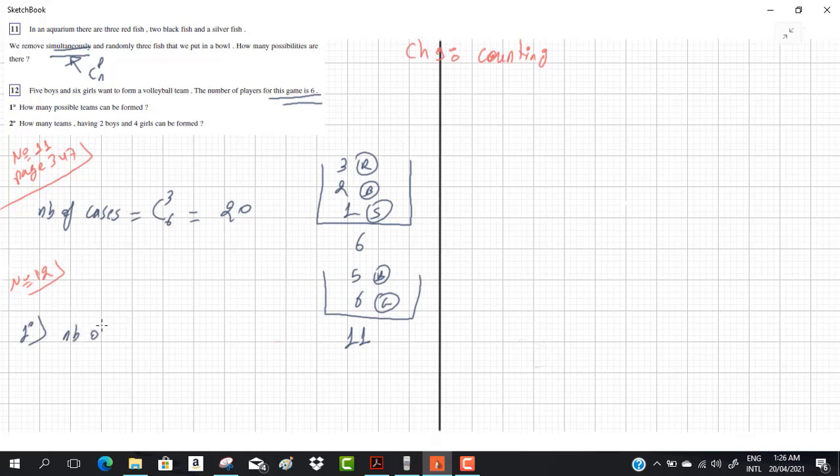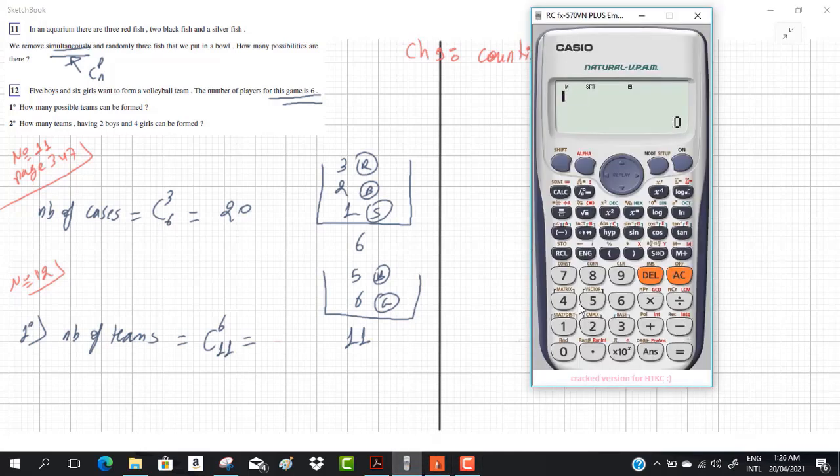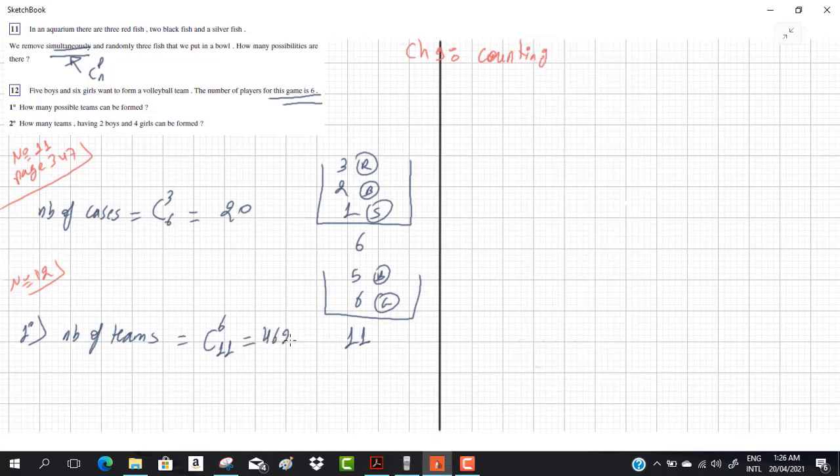How many possible teams can be formed? Number of teams equals, we are selecting 6 out of the total of 11. C6 out of 11. We can find the answer using calculator. 11 shift divide 6, and it's 462. We can form 462 different teams.